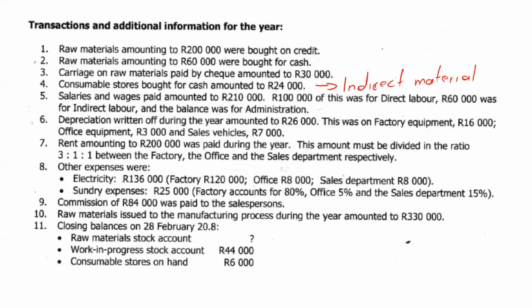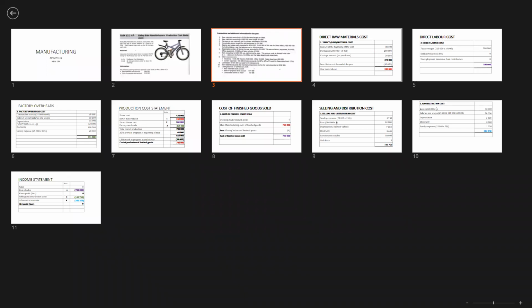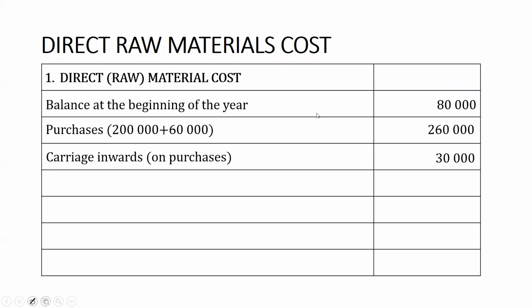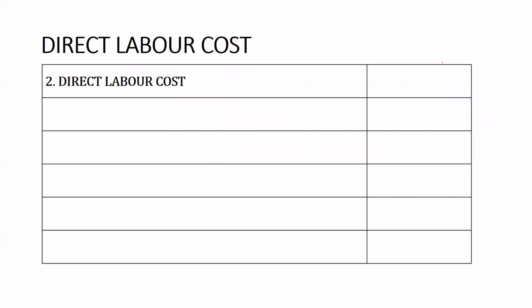Okay. And then we're going to have salaries and wages paid. They amounted to 210,000. They said 100,000 of this was for direct labor. The ones for direct labor will be the ones that will be recorded under direct labor. And then they said 60,000 was for indirect labor. Anything that is indirect material, indirect labor will be recorded under factory overheads. Therefore, I will simply take the 100,000 and put it under direct material. So when I go to direct materials, actually it's not direct materials, it is direct labor. Apologies for that. So it will be recorded under direct labor as direct wages, which is simply the 210,000 minus 110,000, and it will give you 100,000.